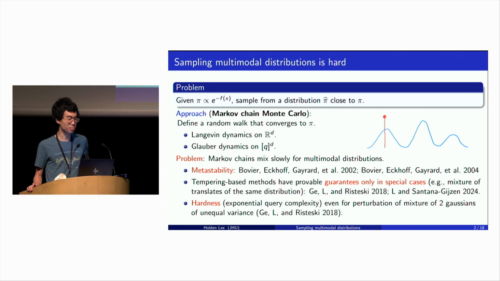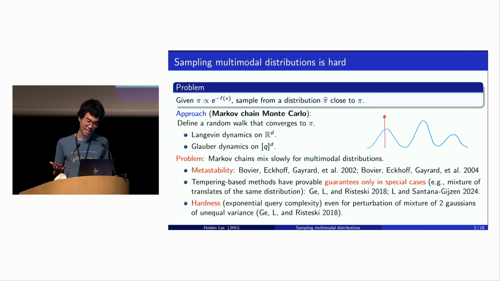The general problem we're interested in is to sample from a distribution given its density up to a normalizing constant. The typical approach is Markov chain Monte Carlo. We define a special random walk that converges to our distribution. This is Langevin dynamics on R to the D, or Glauber dynamics on a discrete product space.